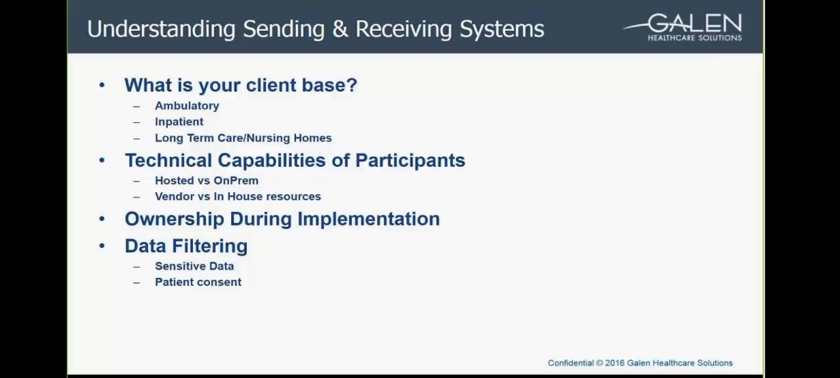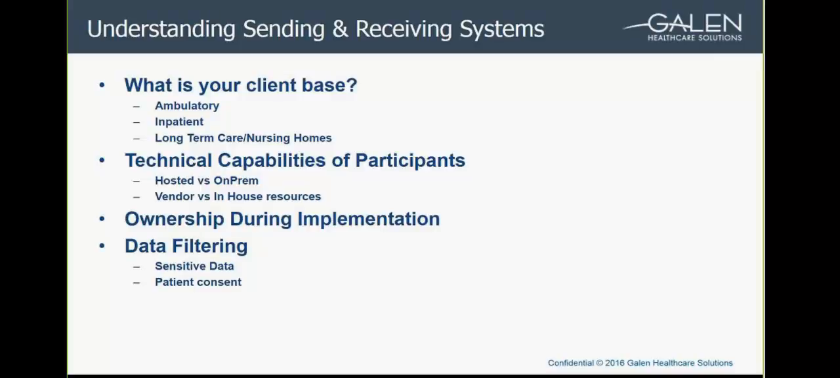With that different client base, we're going to encounter a lot of different technical capabilities, whether those participants are on a hosted solution or they have an on-premise solution. If it's a large inpatient hospital, we may have a 150-person technical team, which is a lot different than dealing with a one-doctor practice where the IT person is also the office manager. So, public HIEs need to be really flexible in how participants can communicate with a system. So we're going to talk about some of those services later.